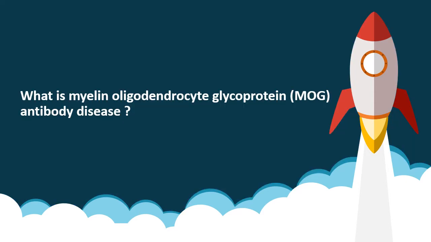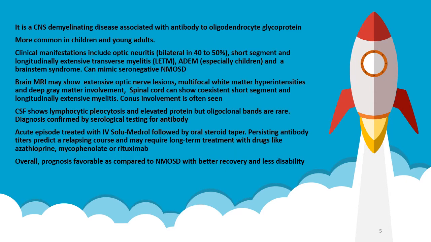What is MOG antibody disease? It is a CNS demyelinating disease with antibody to myelin oligodendrocyte glycoprotein, more common in children and young adults. Clinical manifestations include optic neuritis, which can be bilateral in up to 50%, short segment and longitudinally extensive transverse myelitis, acute disseminated encephalomyelitis, especially in children, as well as a brainstem syndrome. It can mimic seronegative neuromyelitis optica spectrum disorder.